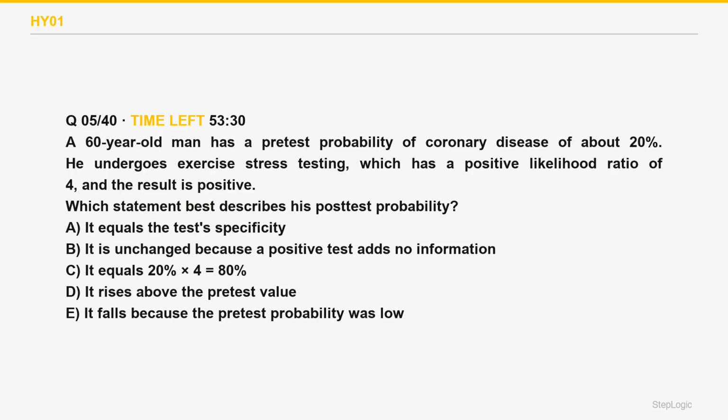Which statement best describes his post-test probability? A 60-year-old man has a pre-test probability of coronary disease of about 20%. He undergoes exercise stress testing, which has a positive likelihood ratio of 4, and the result is positive. Read the command: the post-test probability after a positive test with LR 4. A positive test with an LR above 1 pushes probability upward.